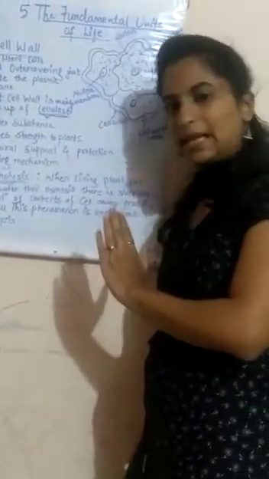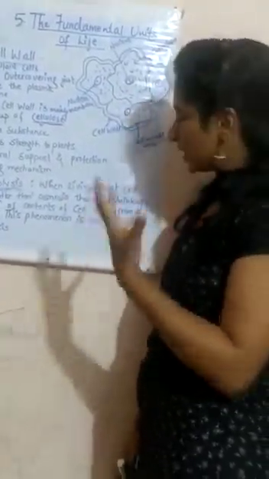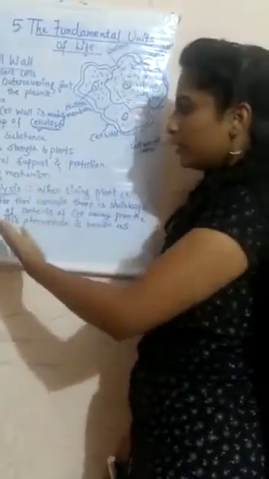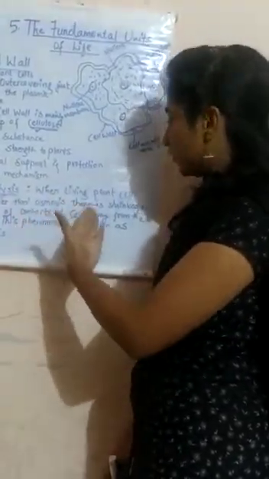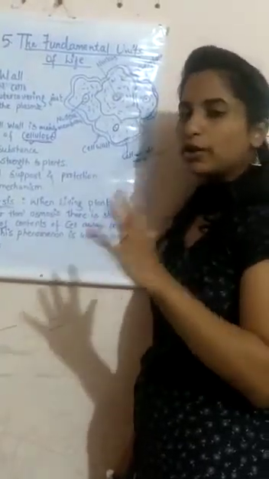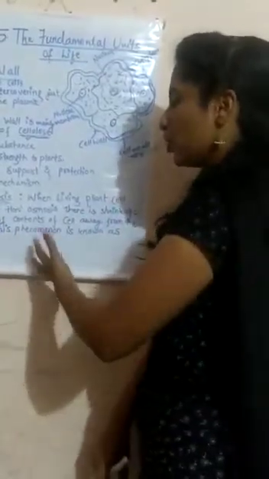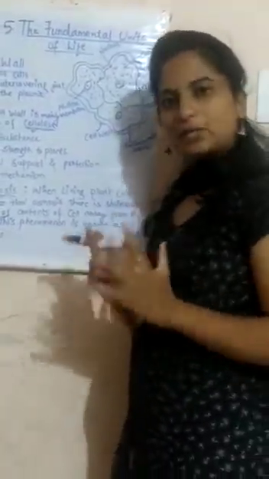So what does it do? It loses water from the cell, due to which the cell shrinks. And when the cell shrinks, the contents of the cell also shrink, or are pulled away from the cell wall. So this phenomenon is called what?